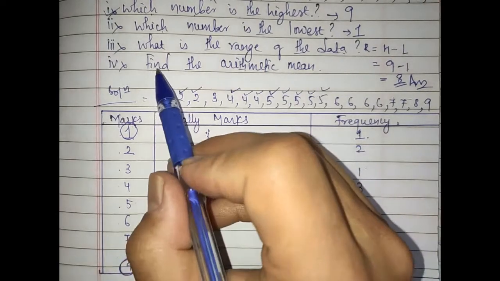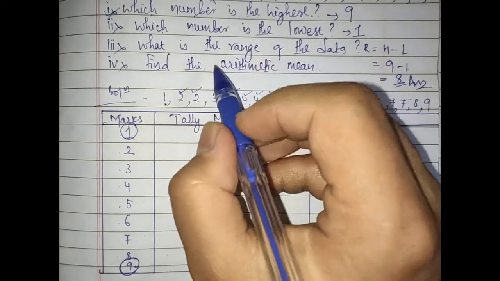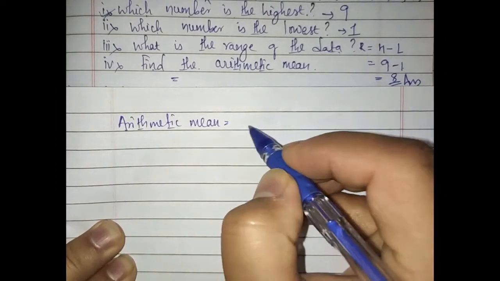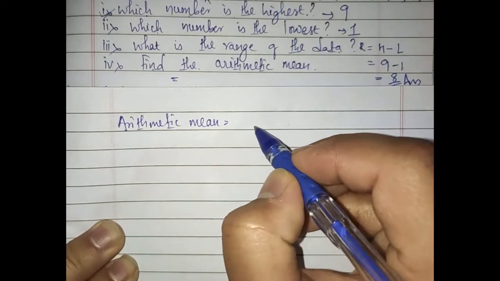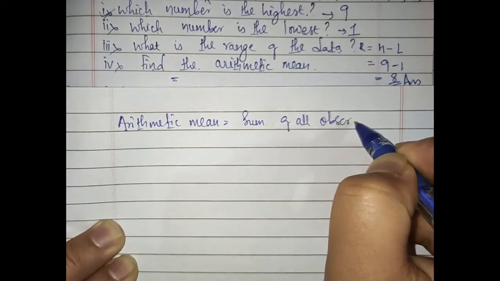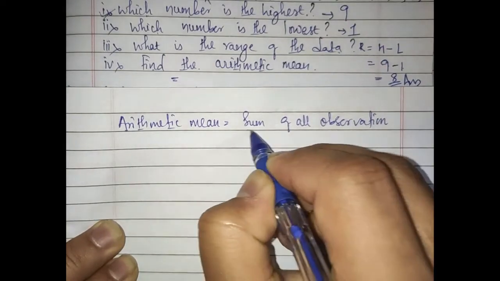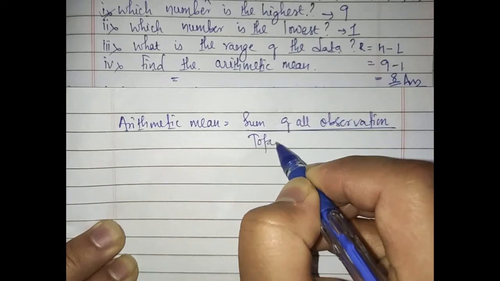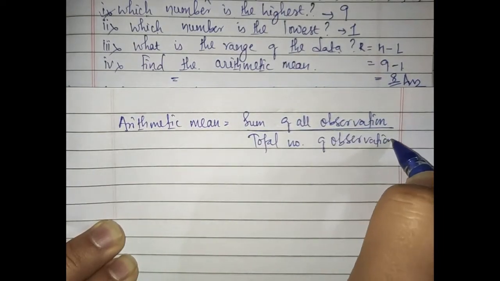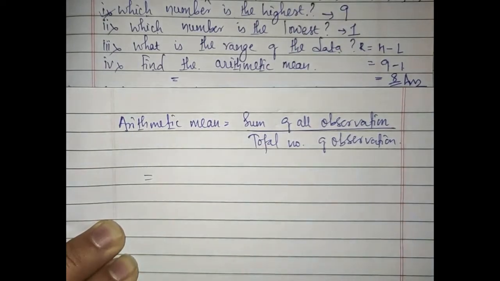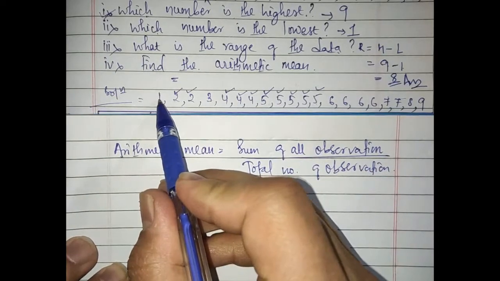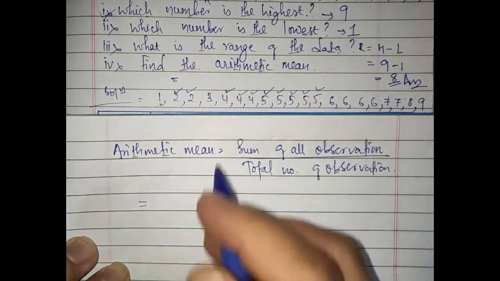Okay, how to find the arithmetic mean? To find the arithmetic mean, you should have the knowledge of the formula, right? So its formula is sum of all observation divided by total number of observation, right? So what is the sum of all observation here? So starting with this number, you have to write all number given in the question.